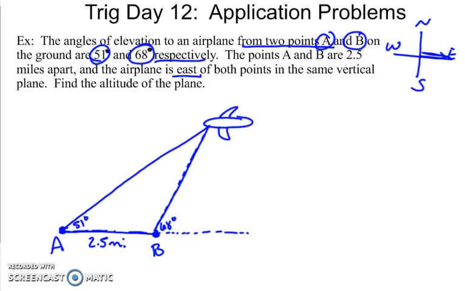Okay, so what else do we have here? Find the altitude of the plane. Okay, find the altitude. So the altitude would be like this distance is what we want to come up with. So I'll call that H, and I'm noticing I have a right triangle over here. Let's try and take this one step at a time.